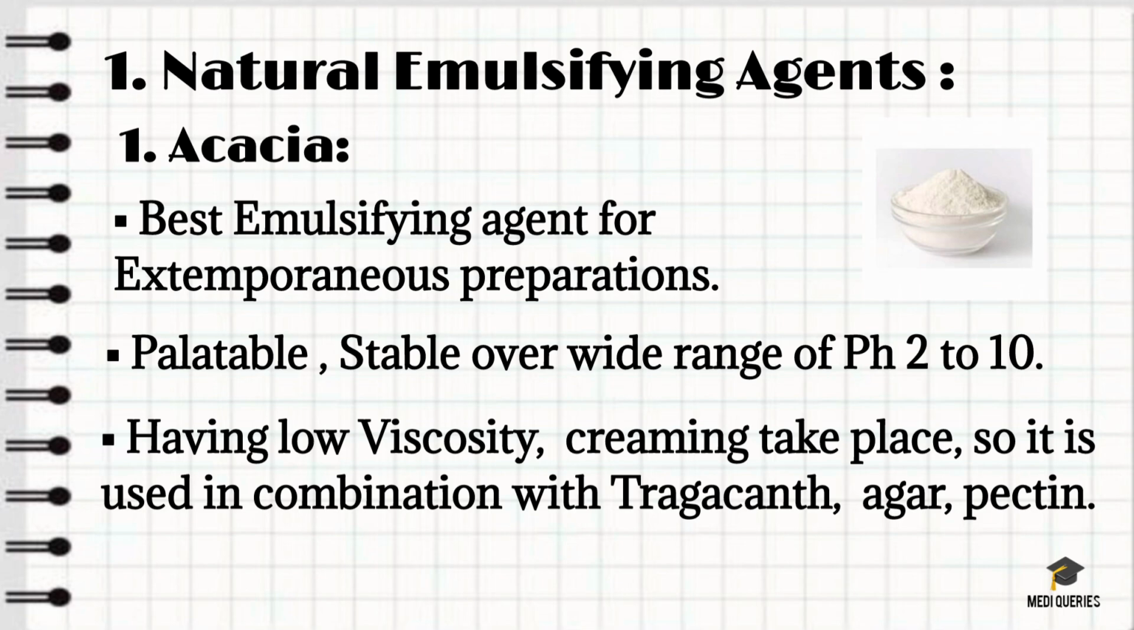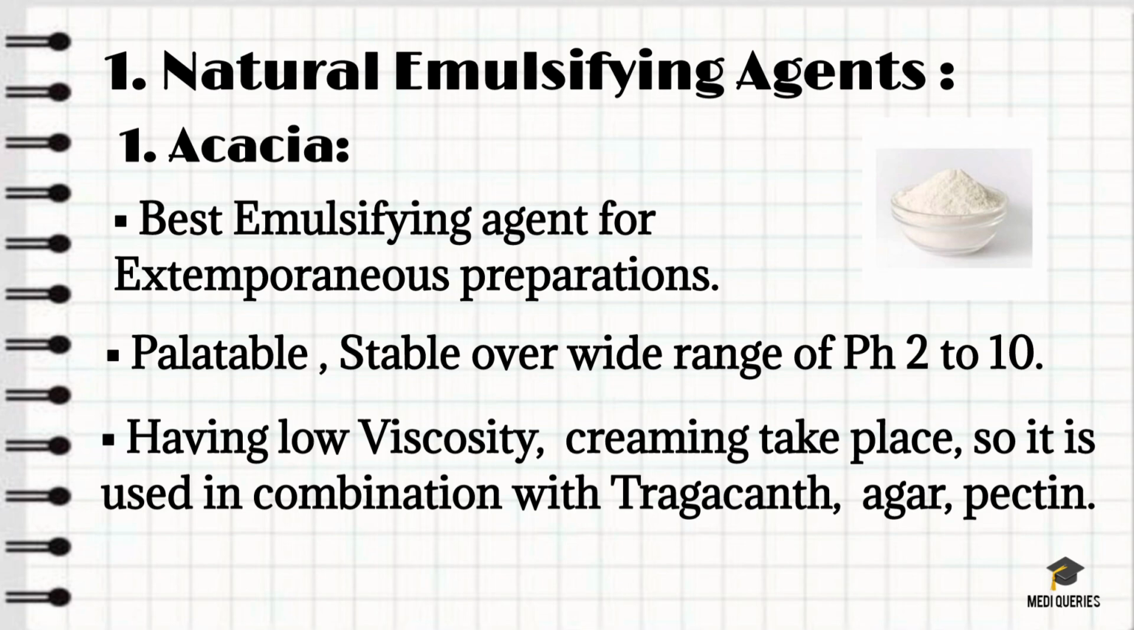The emulsions prepared from these emulsifying agents need suitable preservatives, because the carbohydrates act as a medium for bacterial growth. The following are some of the emulsifying agents belonging to this class: acacia, tragacanth, agar, pectin, starch and Irish moss. First is acacia. Acacia is considered to be the best emulsifying agent for extemporaneous preparations of emulsions for internal use.